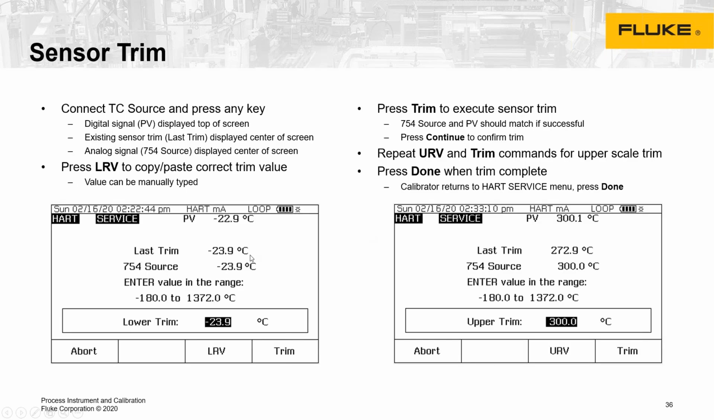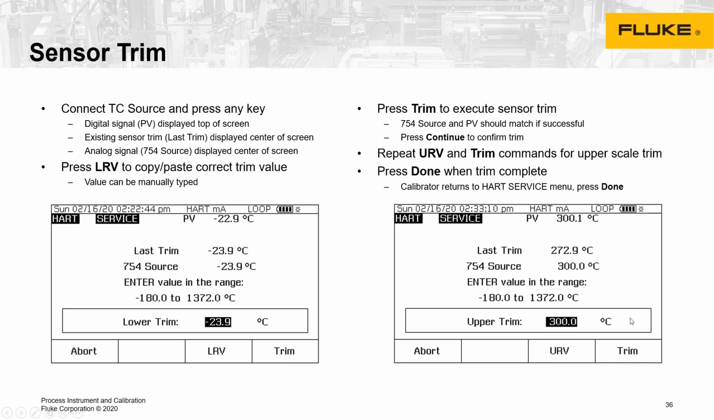So here you can see this is an electrical setup. We are providing a source of negative 23.9 degrees Celsius, and our process variable being read digitally is negative 22.9, a slight variation. Once again, we hit the LRV button to bring it to 0 degrees Celsius and then trim at exactly 0 degrees Celsius. Once again, here's the upper, where we are sourcing exactly 300 degrees Celsius, and we're getting 300.1 degrees on the PV, a very slight modification to trim that.